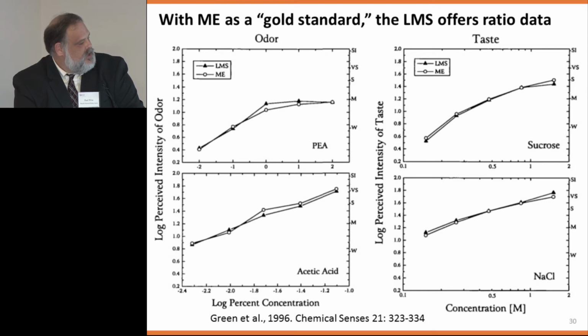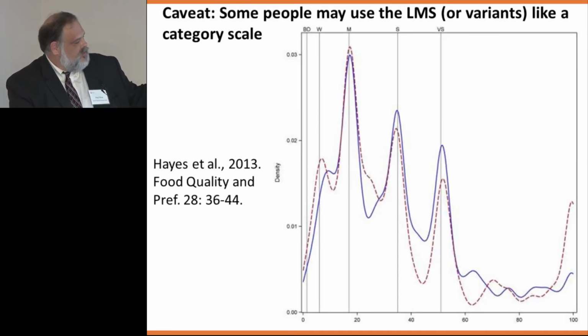Again, same ratio, same problems. Weak con, you have to do a little more training, so it takes a little time to get people to use this scale stably. And whether that's a con or not, people may use it somewhat like a category scale.